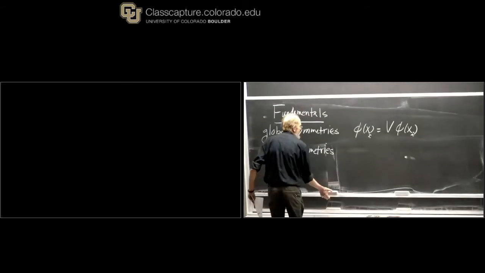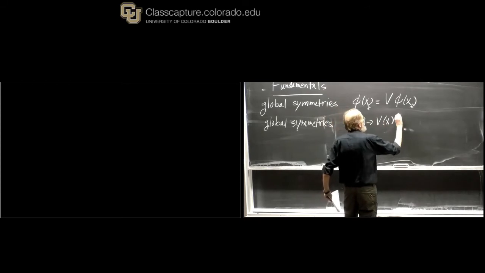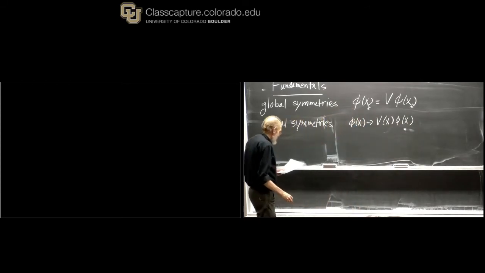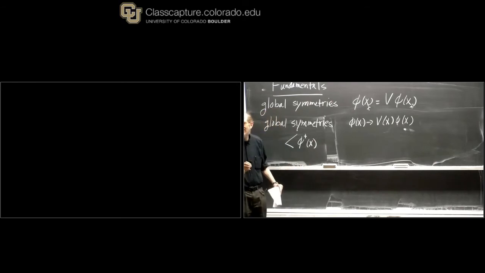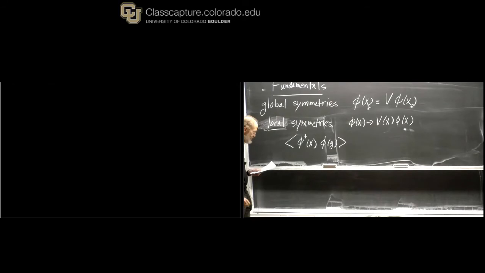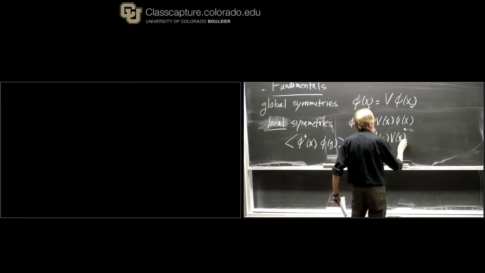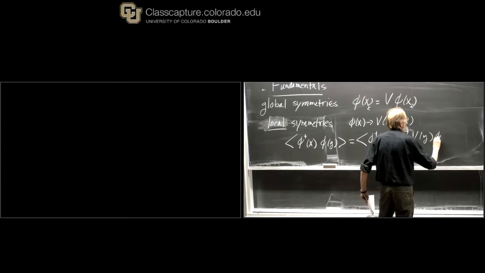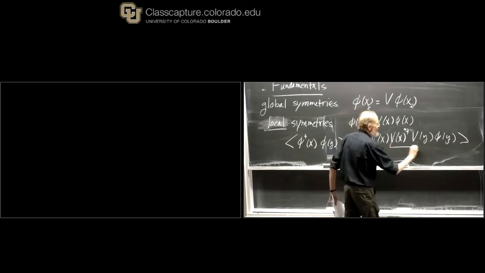Well, let's be faux naive here, right? A local symmetry is phi of x goes to v of x, phi of x, okay? And so the issue is that if you measure some expectation value, say, phi dagger of x, phi of y, you look at some correlator like this, right? And this is equal to phi dagger at x, v of x dagger, v of y, phi of y. And this could be anything, right? So this could be anything.